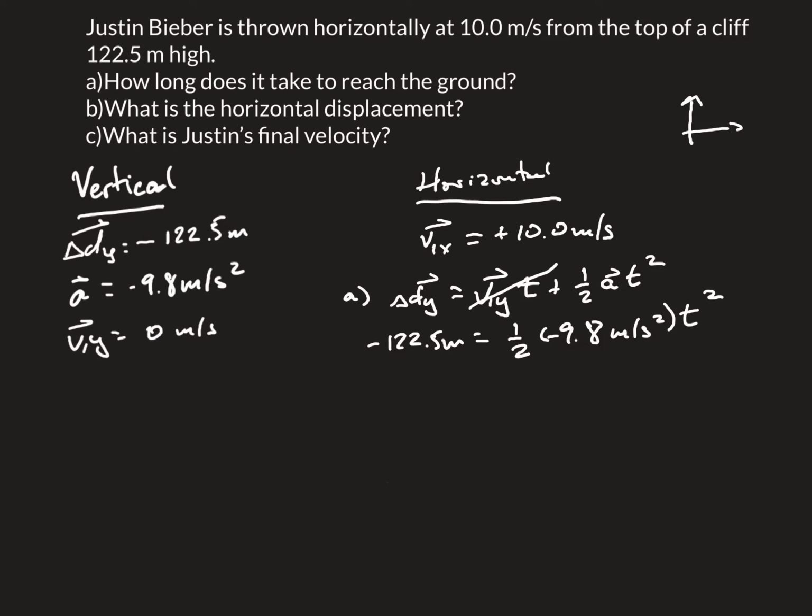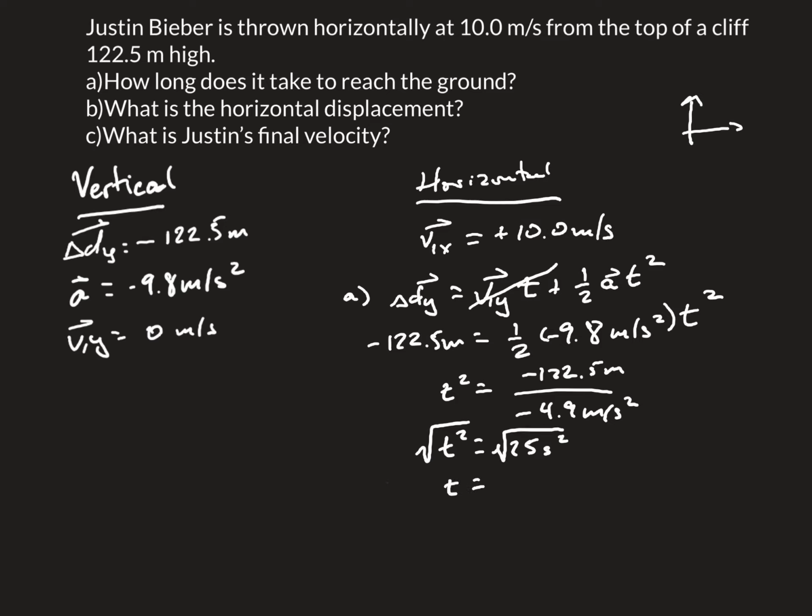So a little bit of algebra. We're going to have t on one side and then all the other parts on the other side. So t squared is equal to negative 122.5 meters divided by negative 4.9 meters per second squared. That gives us t squared is equal to 25 seconds squared. If I take the square root of both sides, I'm left with t is equal to plus or minus 5 seconds, which of course t is only going to be positive. So that gives us a value for time, 5 seconds.